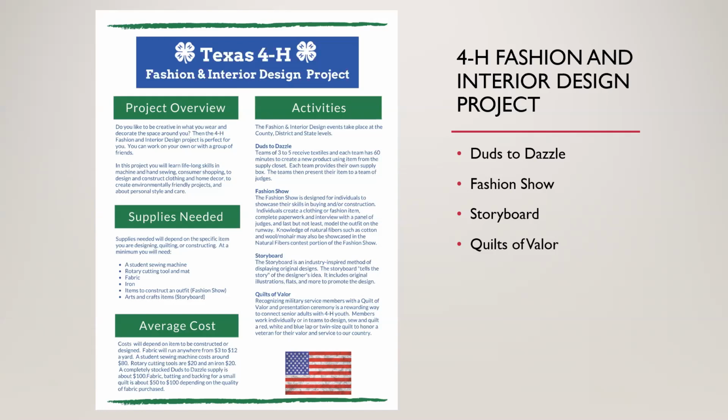So let's talk a little bit about Duds to Dazzle. That is a team project in which 3 to 5 kids work together, similar to Food Challenge. They have a supply box. In their supply box, they're going to have things such as a sewing machine, an iron, maybe some arts and craft pencils, and other items that they would need to construct a garment, or maybe even an item for their home.